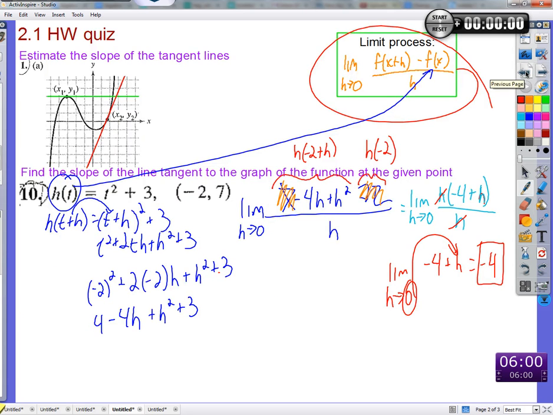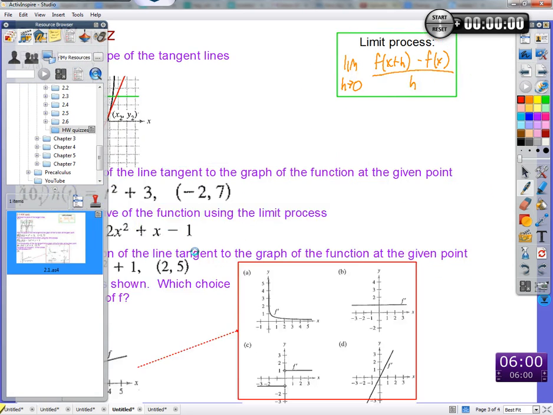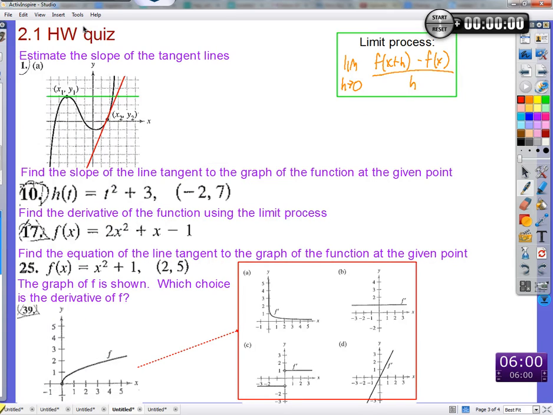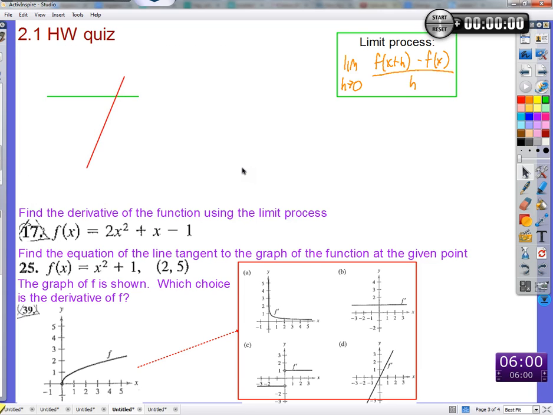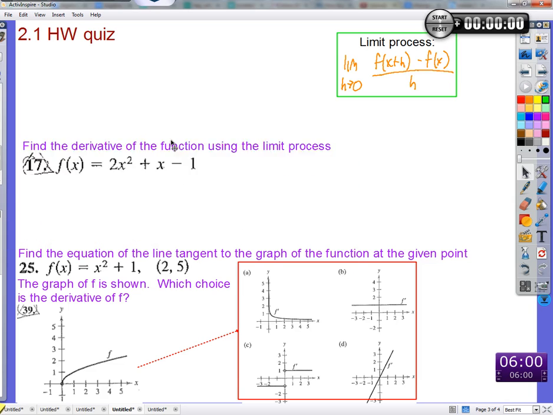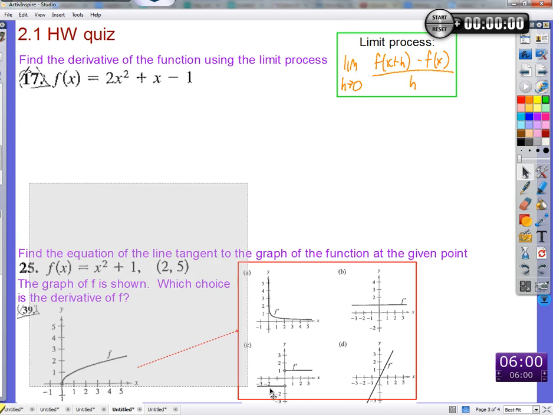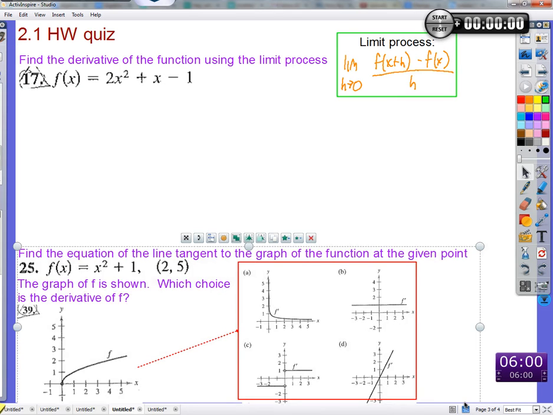I'm going to bring in another one of these. And there's a function, so this is what we want to keep.